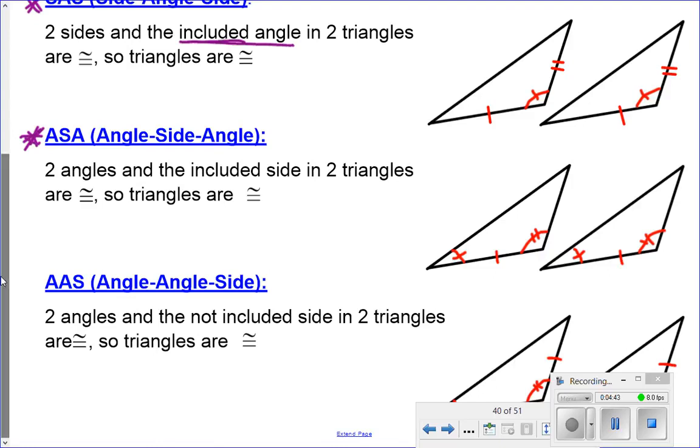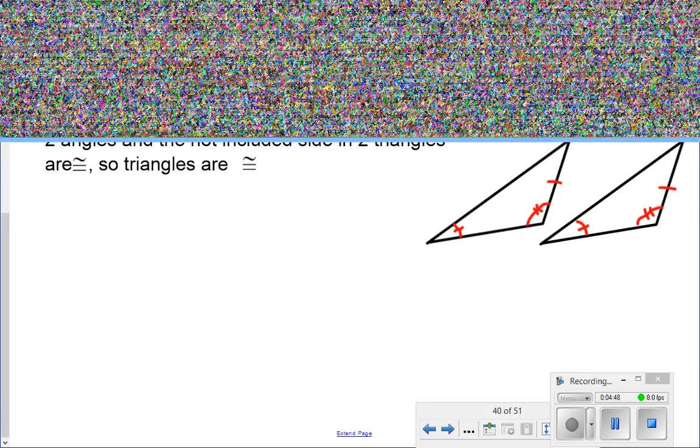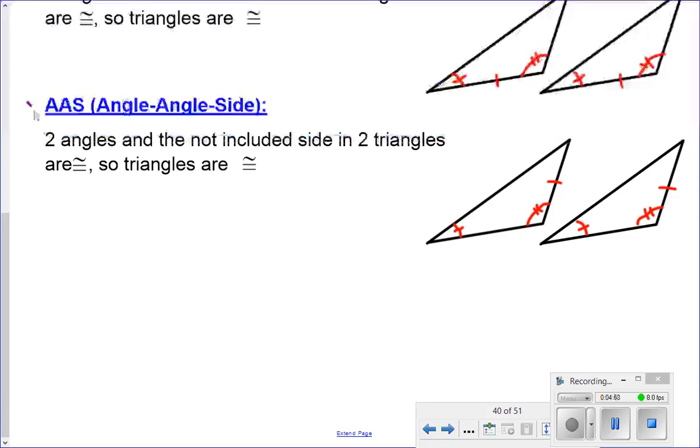Okay, the last way that we can prove that 2 triangles are congruent is using the angle angle side theorem, which says, and notice again the order matters here, we have two angles and the side.